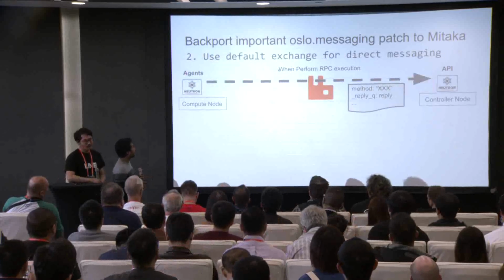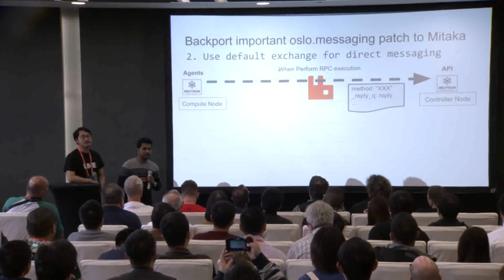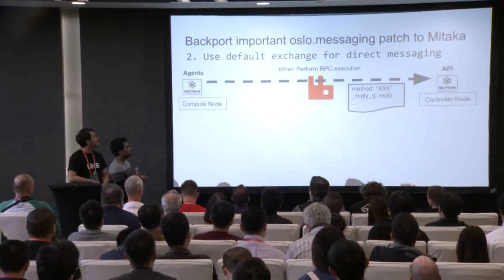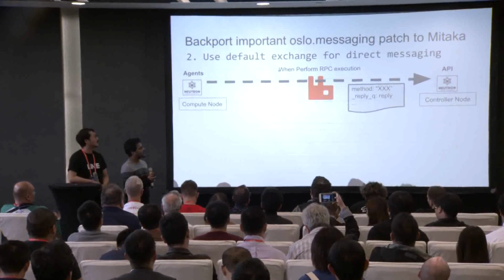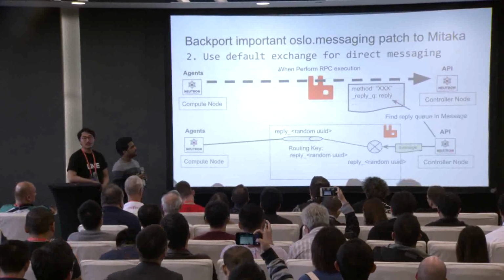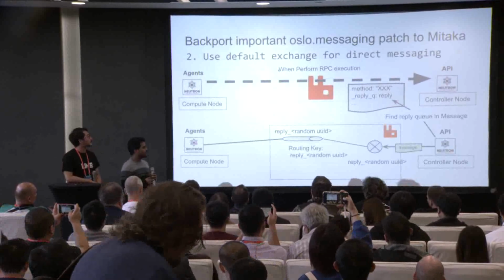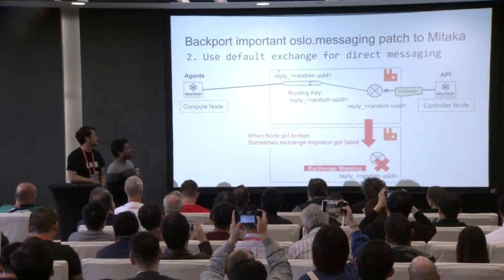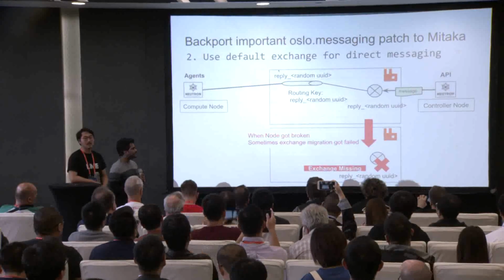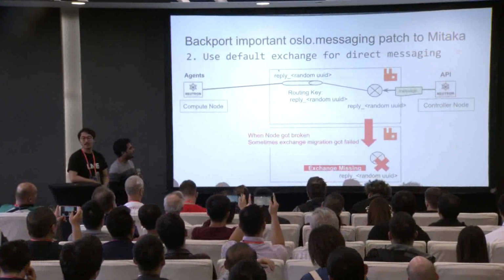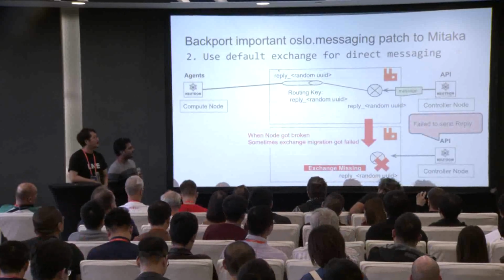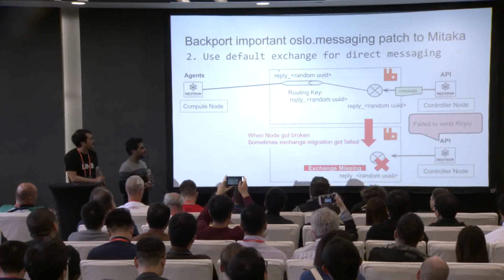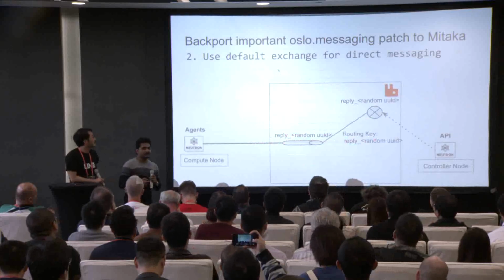So let's talk about the next patch, which is use default exchange for direct messaging. When there is an RPC communication between two services, the consumer service gets the message, and that message has the reply queue information, and it sends the reply over that queue. So you can imagine if a node got broken, the exchange migration sometimes does not happen, and it will not know how to send the message. If the exchange is not there, it fails to send the reply.